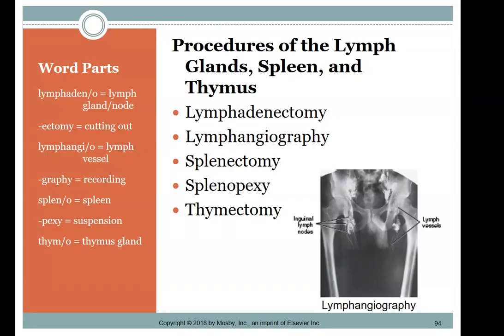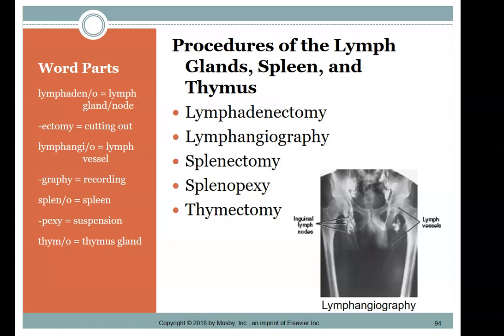The procedures of the lymph glands, spleen, and thymus. The first one, the lymphadenectomy, is to cut out all or parts of the lymph gland. It's usually performed as part of a treatment for a malignant neoplasm. A lymphangiography is the imaging of lymph vessels and glands after the injection of a contrast medium to increase the visibility of the area being studied. It may be done in conjunction with a lymph node biopsy to determine the possible spread of cancer.